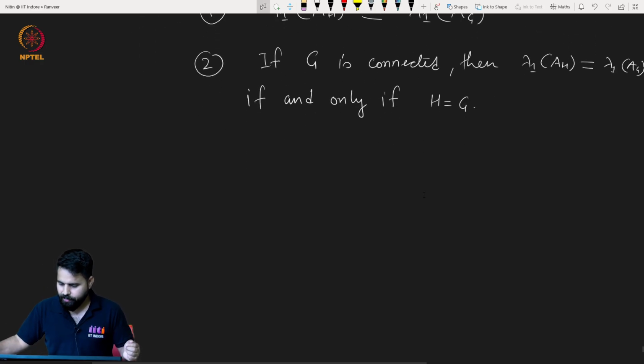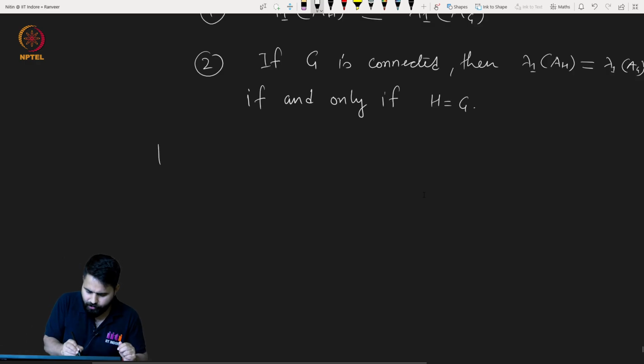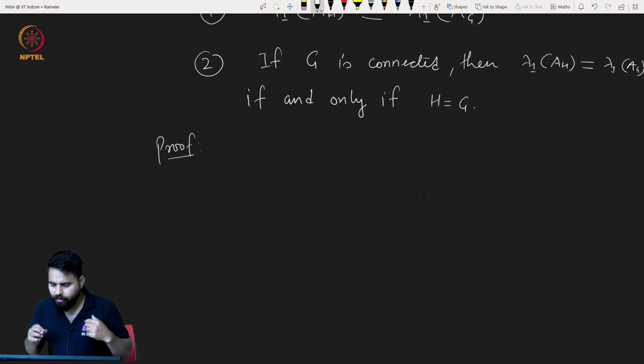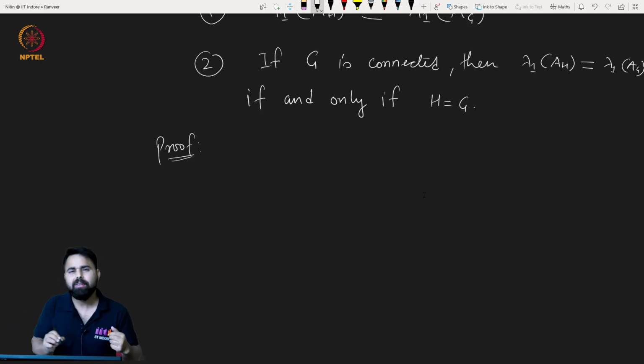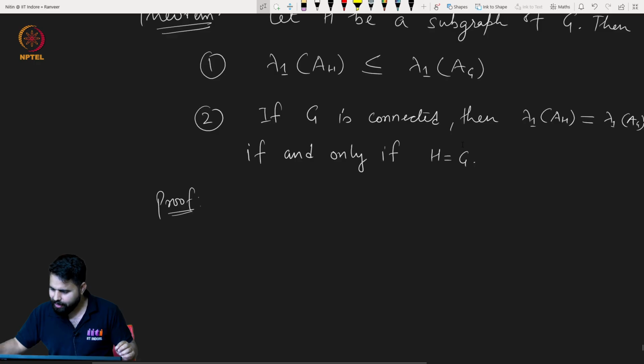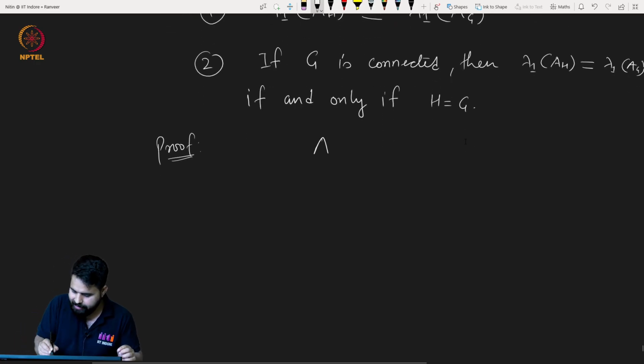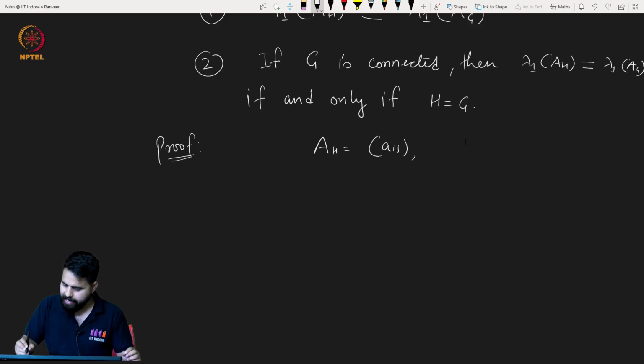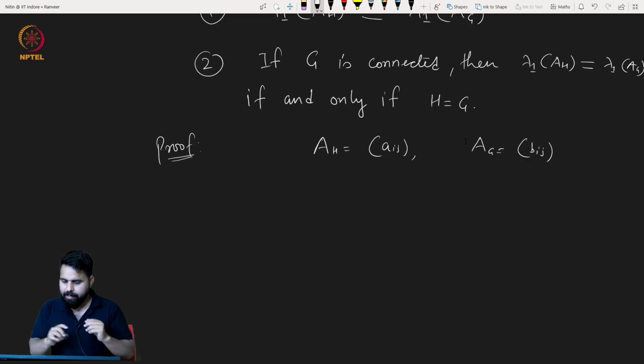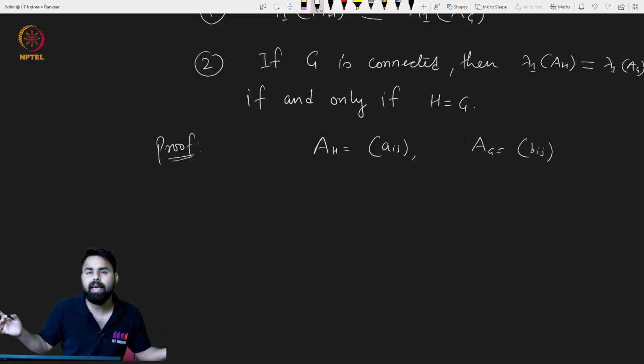I hope by now we have a very good warm up on the proof technique we will follow when we are using eigenvalues, especially the largest eigenvalue and eigenvector. Suppose I denote the adjacency matrix A_H by some general element a_ij, and A_G by some b_ij. Now remember, H is my subgraph. I am not talking about an induced subgraph. It can be any subgraph.